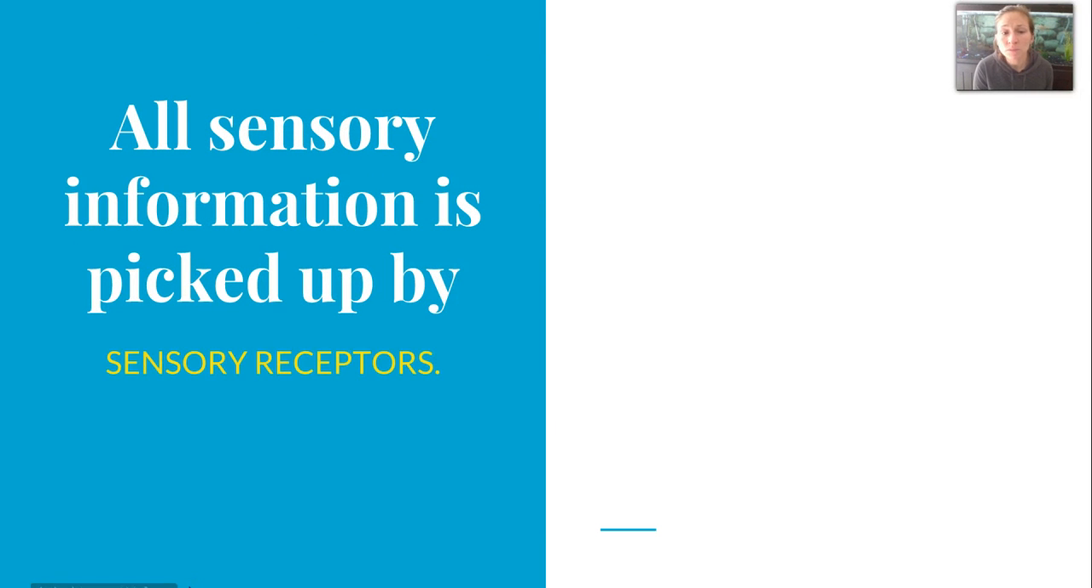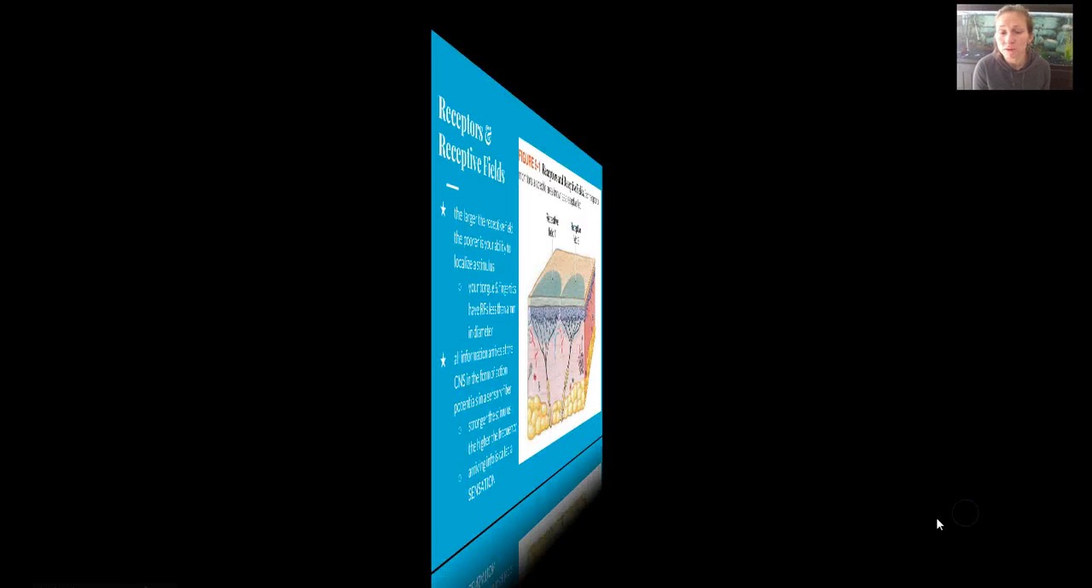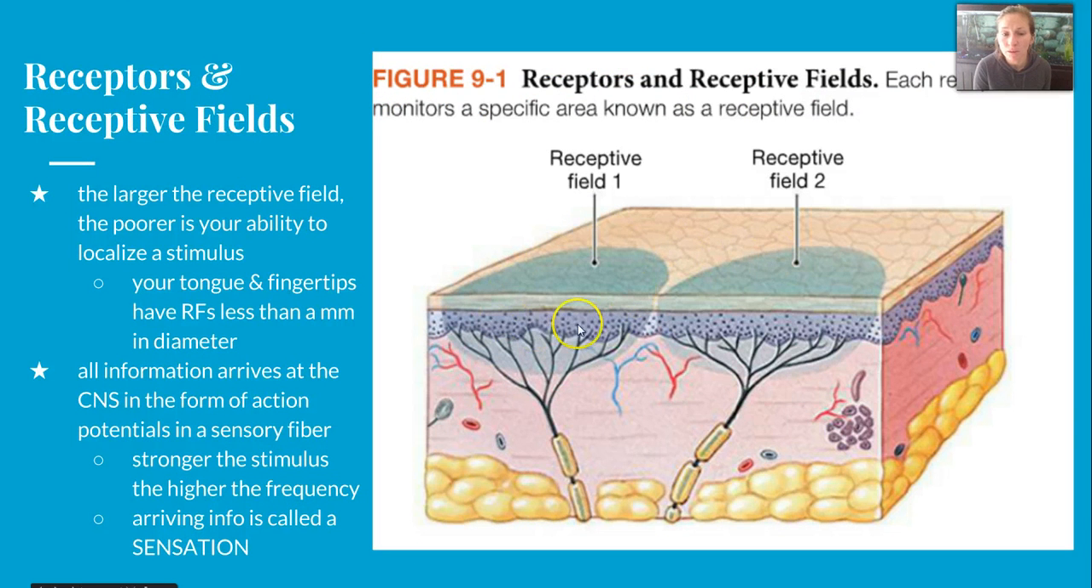All sensory information is picked up by our sensory receptors, and these are specialized cells or cell processes that monitor conditions inside or outside the body. Our simplest receptors are the dendrites of sensory neurons that we're going to call free nerve endings. They're sensitive to many types of stimuli. Other receptors are sensitive to only one type of stimulus, and the actual area that can be monitored by a single receptor cell is called the receptive field, and that's shown in the diagram here. So we have our free nerve endings of this sensory receptor, and you can see the receptive field that it can actually receive stimulus from.